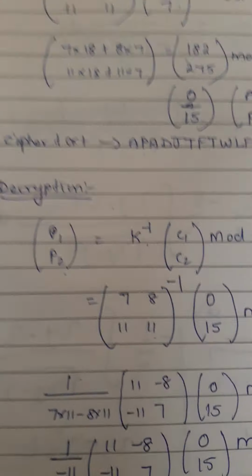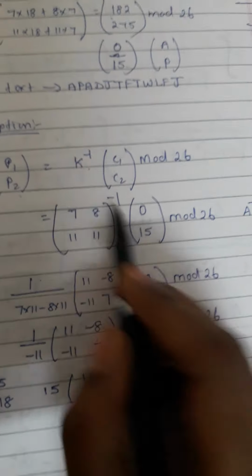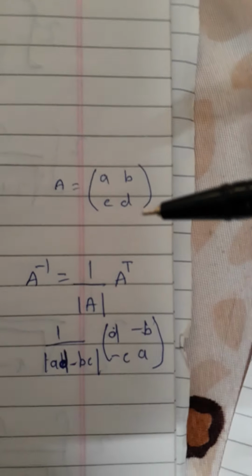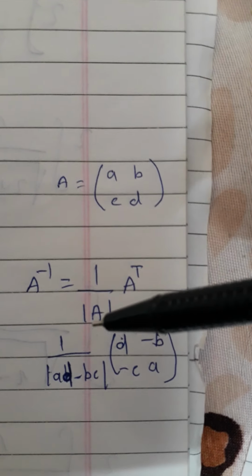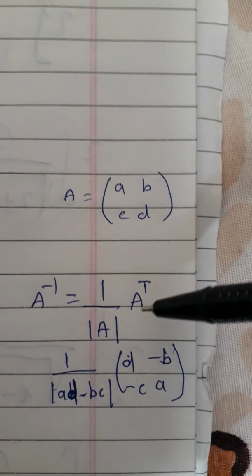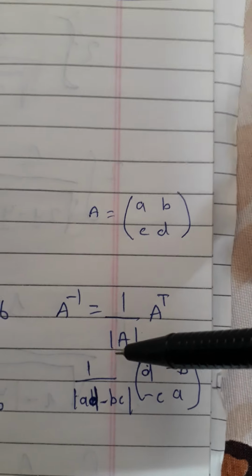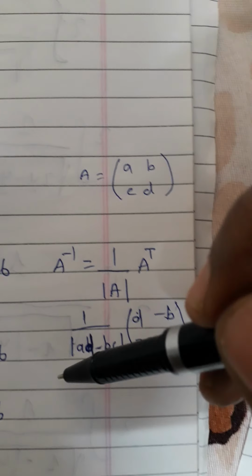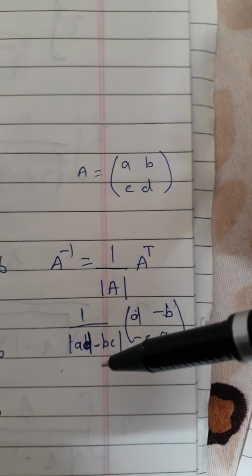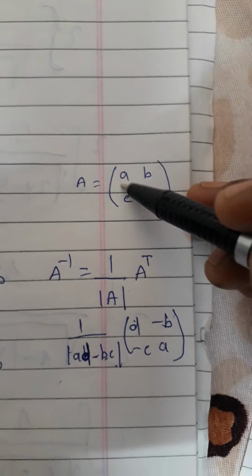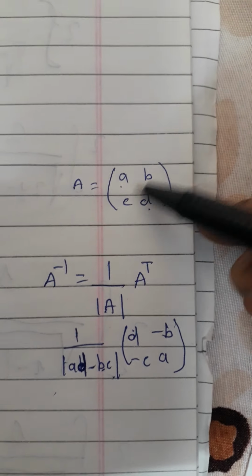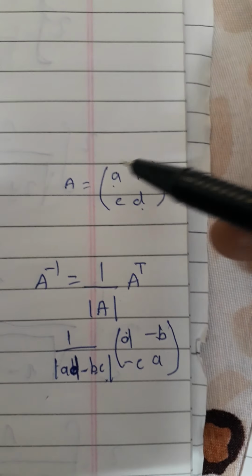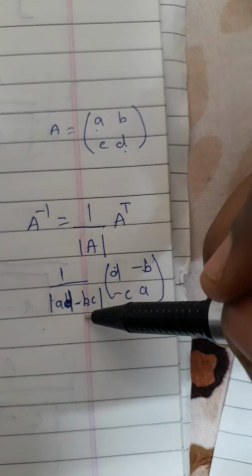Now we have to find the inverse. For finding the inverse, there is a formula. For example, this is the matrix, and A inverse is equal to 1 by determinant of A into A transpose. For the determinant of A, the formula is AD minus BC. AD means A into D minus B into C. This is the cross multiplication. This is how we can find the determinant.